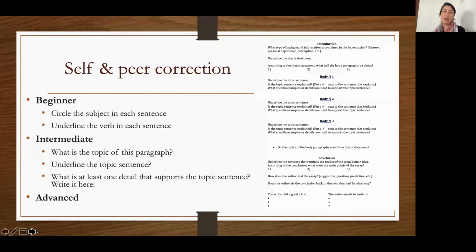For advanced learners, I would give them a whole worksheet and have them fill this out. Usually I would have them do this in pairs. They would fill out the worksheet according to their partner's essay, and then they would discuss together.